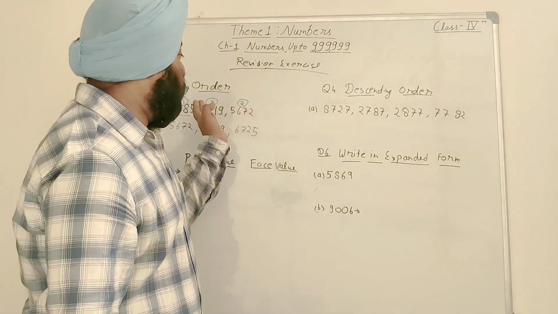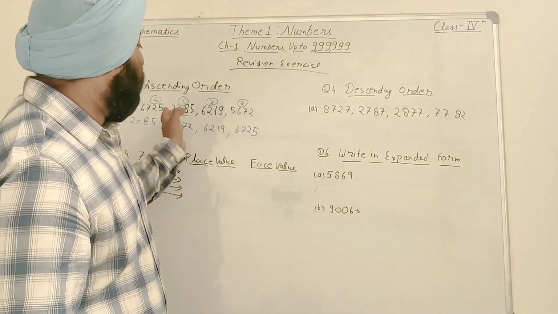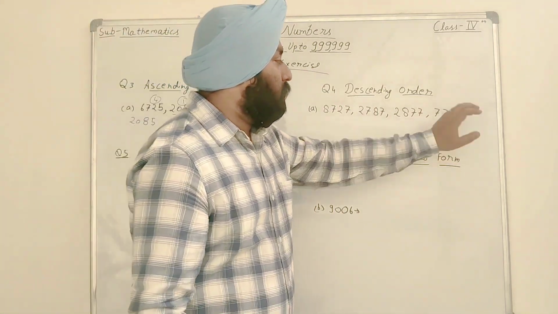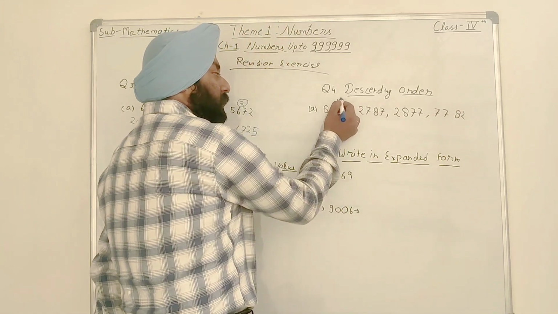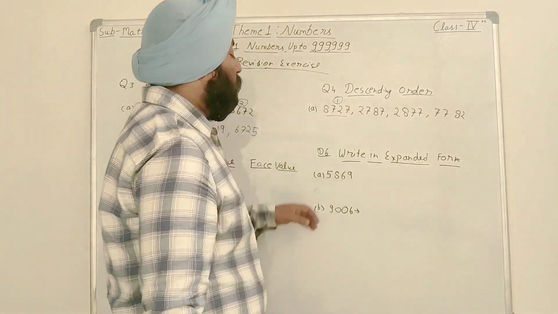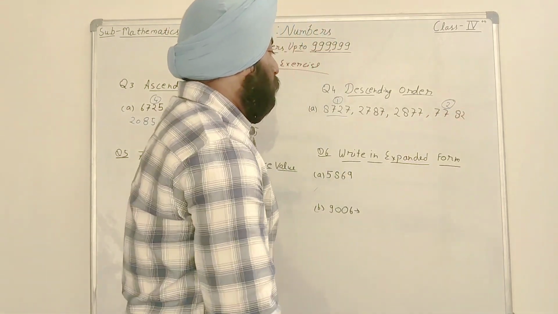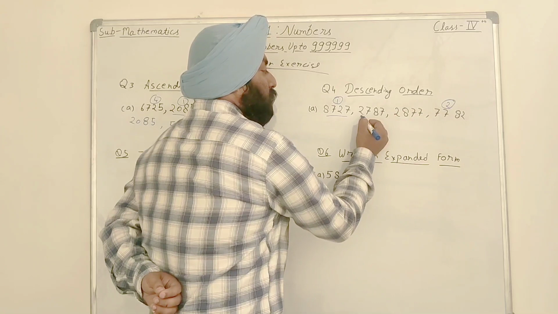In descending order, we have to do the opposite of ascending order. We have to write down from greatest to smallest. The greatest one is 8727. Afterwards 7782. Then 2787 and 2872. Which one is greater?